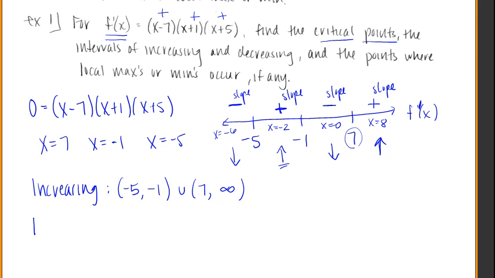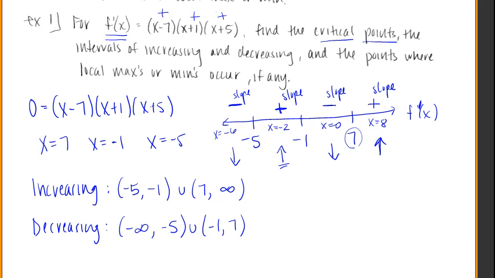Okay. And then the intervals of decreasing. So obviously, starting here on the left, the last thing we have is down, so it's going negative, and it starts actually at negative infinity and goes up to -5, and then again at -1 up to 7.